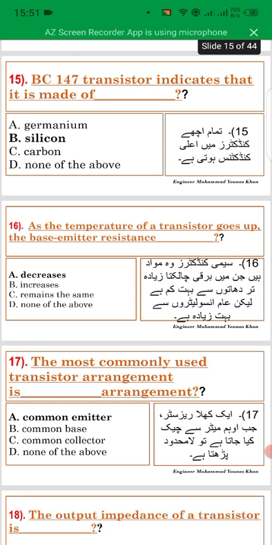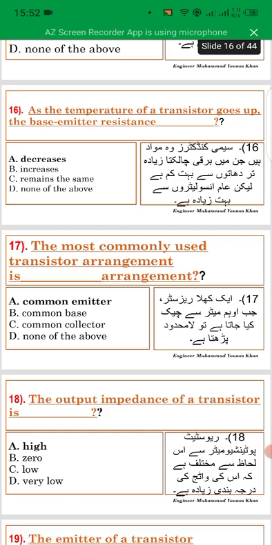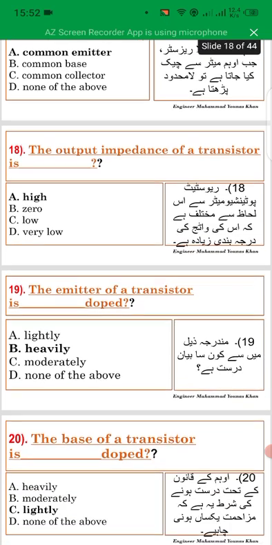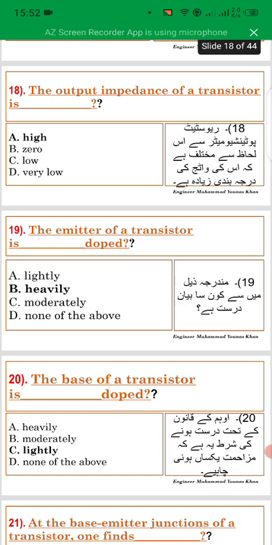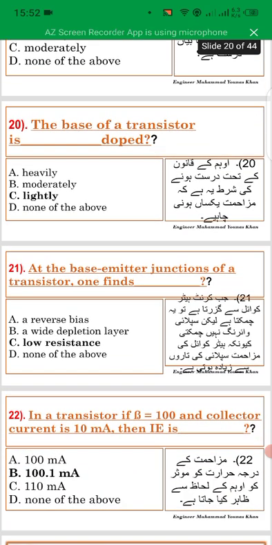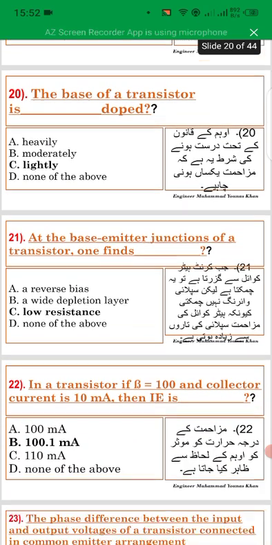If the value of alpha is 0.9, then the value of beta is 9. The BC147 transistor indicates that it is made of silicon. As the temperature of a transistor goes up, the base emitter resistance decreases. The most commonly used transistor arrangement is common emitter arrangement. The output impedance of a transistor is high. The emitter of a transistor is heavily doped. The base of the transistor is lightly doped.